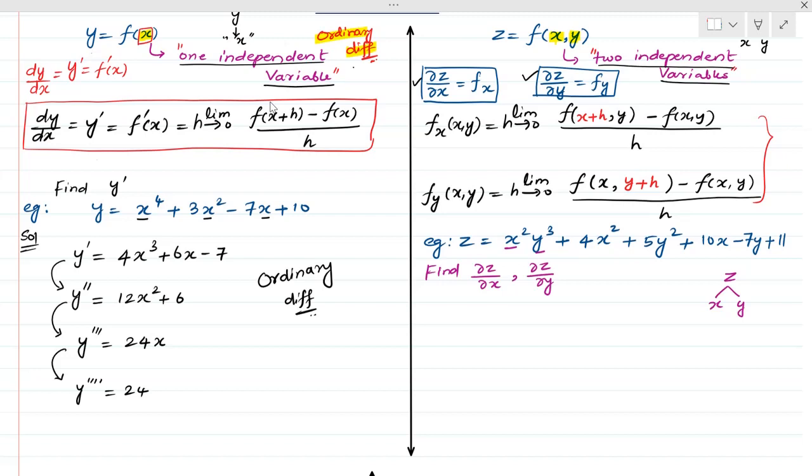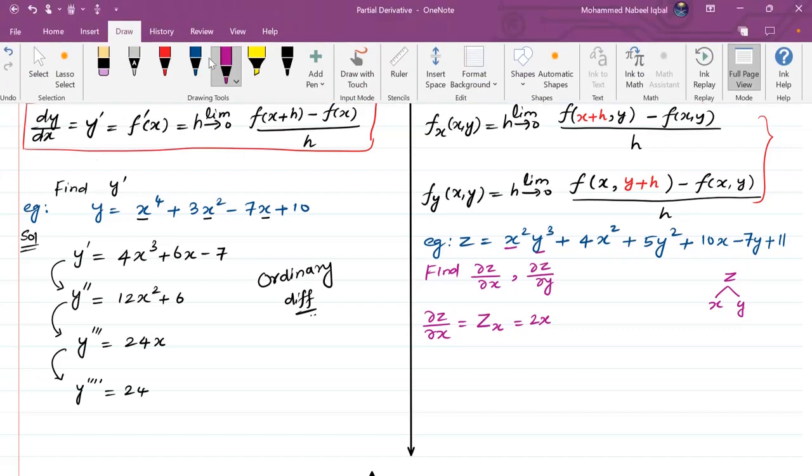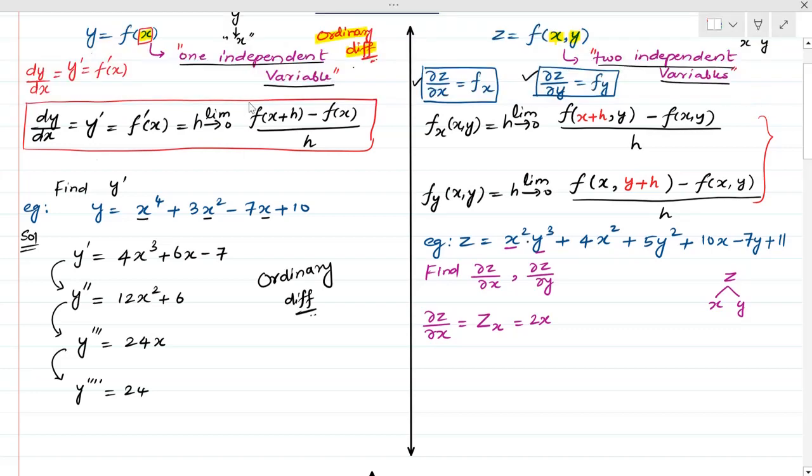Now I will calculate the first one, dou z over dou x, or you can write this as zx. It means that z is partially differentiated with respect to x. One more thing here: when you differentiate with respect to x, the y is a constant. The other variable, y, is a constant. When you differentiate x squared, you will get 2x, and the y is a constant as it is in the product. Therefore, y is a constant.